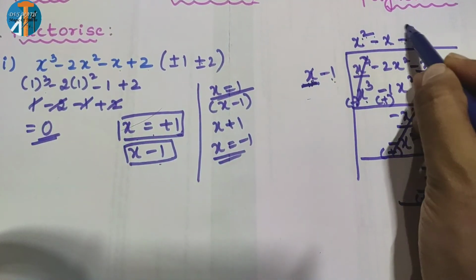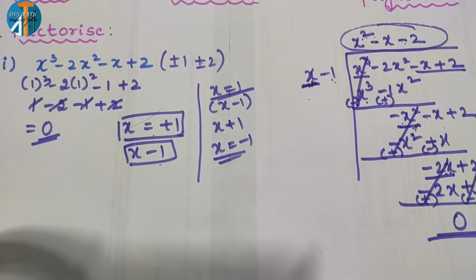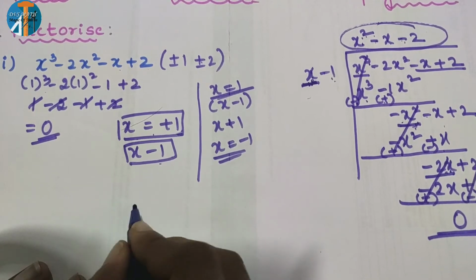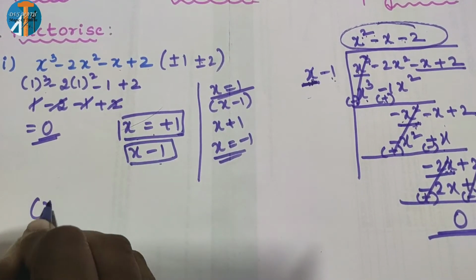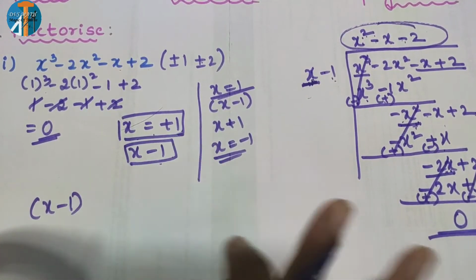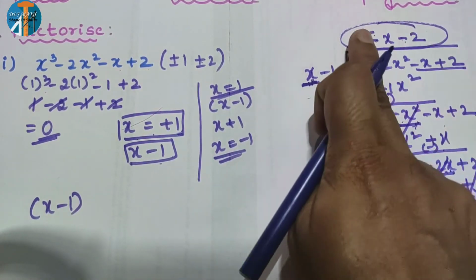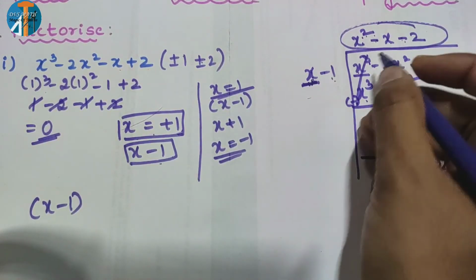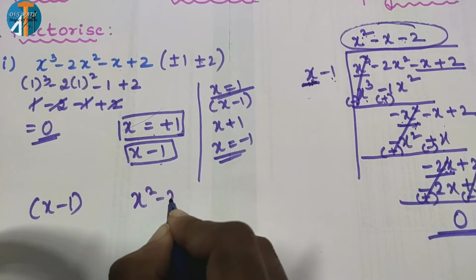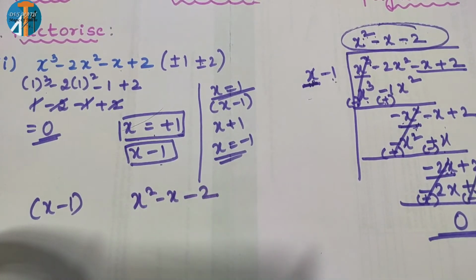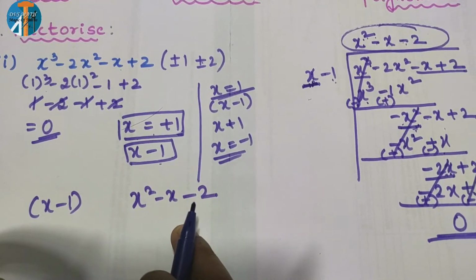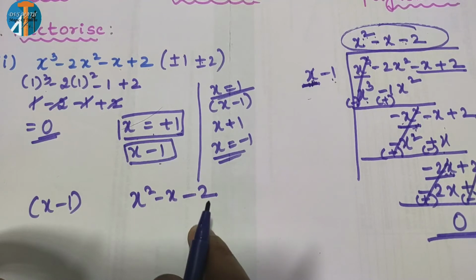Finally, what have we obtained? The quotient. What is the quotient now? So one of the factors we got is x minus 1. Next let us move on to the formed quotient, that is x square minus x minus 2. Again it is the same as you did in question number 4.